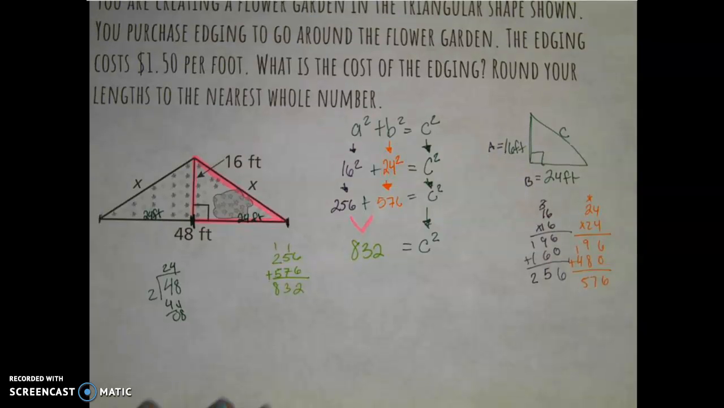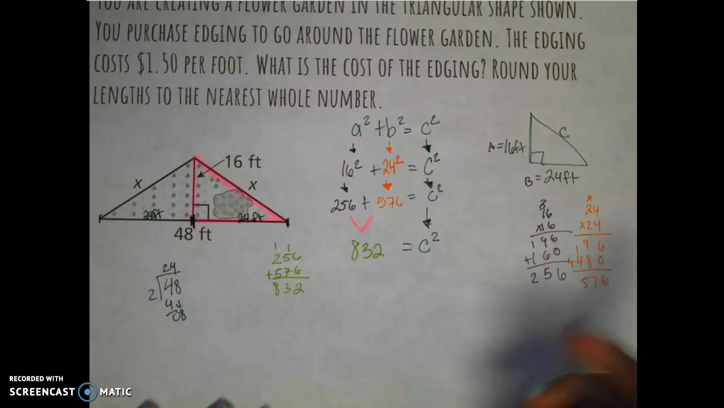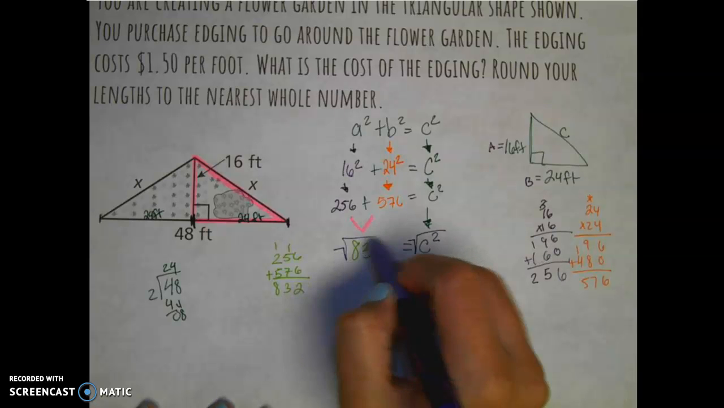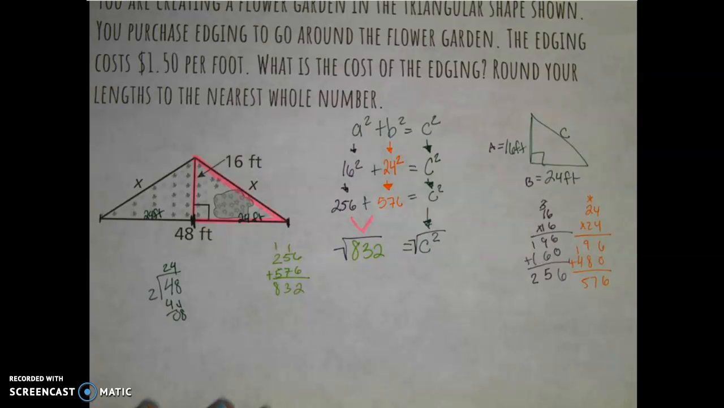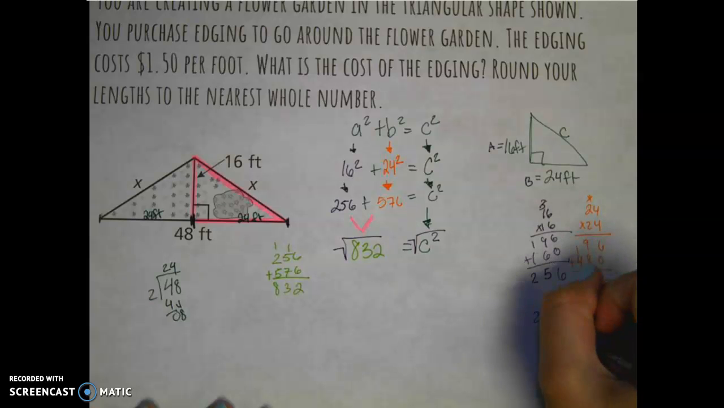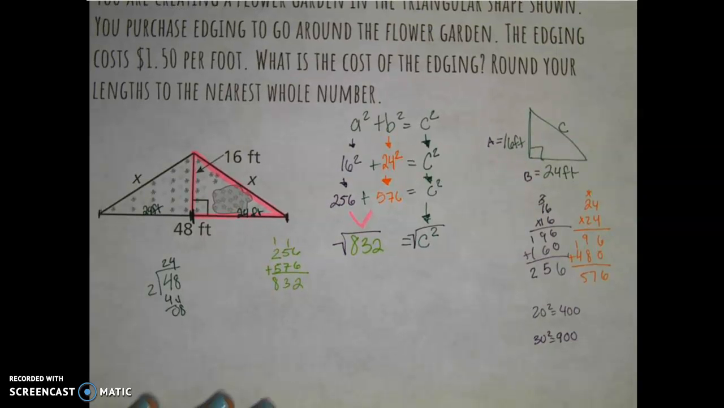Now I have to do the inverse of a squared number because I need to get c by itself. So I need to take the square root of both sides. Now remember, we're not dividing 832 by 2. We need to figure out what number times itself is going to give me 832. Well, I know that 20 squared is 400. I know 30 squared is 900, so it's got to be close to 30 squared.